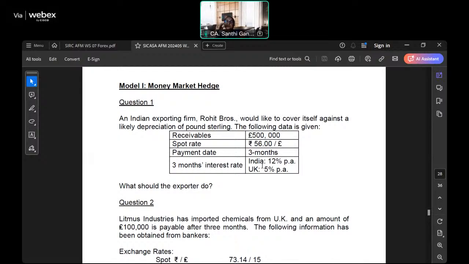We're talking about an Indian exporter. You're talking about a foreign currency receivable. The exporter expects the foreign currency to depreciate. Therefore, he would like to have the foreign currency now itself.